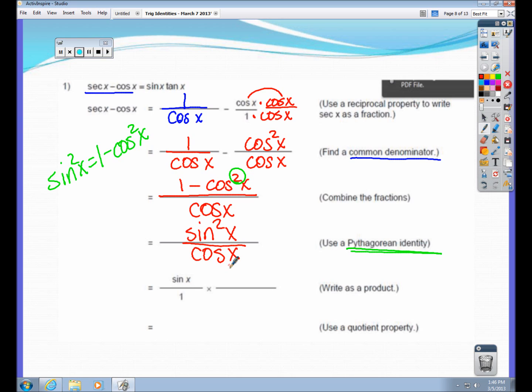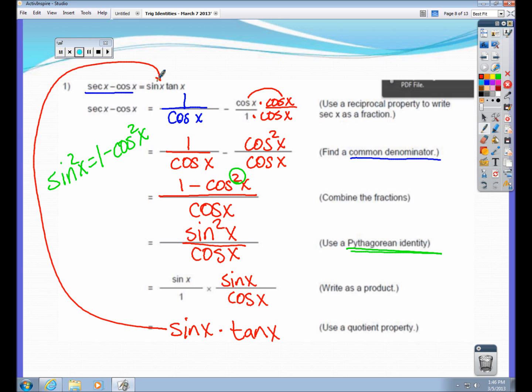Okay, but I just want sine times tangent. So instead of sine squared, which is the same thing as sine times sine, I'm going to split it back up. And then cosine is the same as 1 times cosine. You don't always have to do this. Remember, you're keeping one eye on where you want to end up. Okay, so sine over 1 is the same thing as sine of x. Sine over cosine is the same thing as tangent of x. And now that we've got the same thing that was on the right side to start with, we're finished.